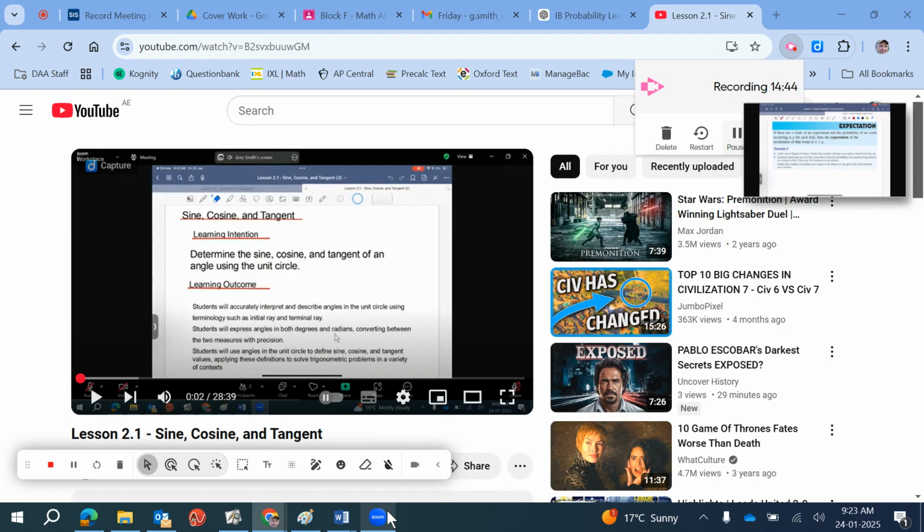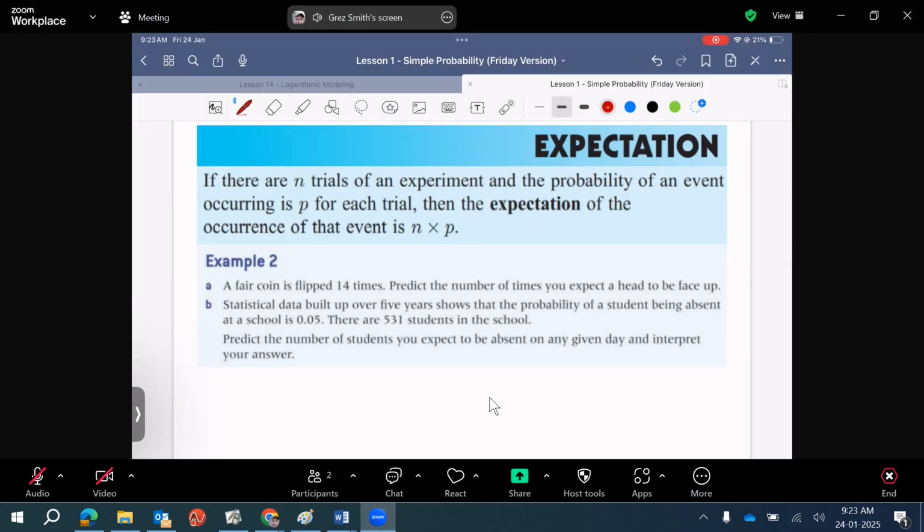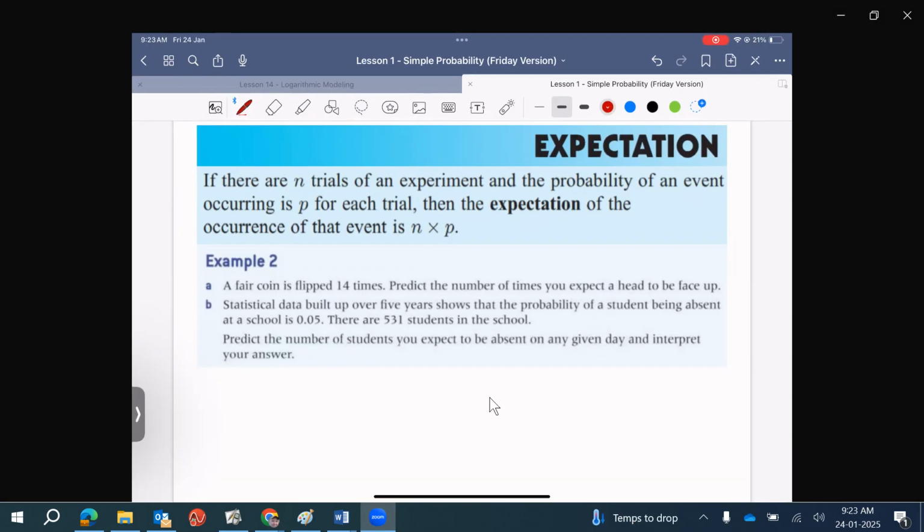Okay, so continuing with this. Okay, for expectation. If there are n trials in an experiment, and the probability of an event occurring is P for each trial, then the expectation of the occurrence is N times P.